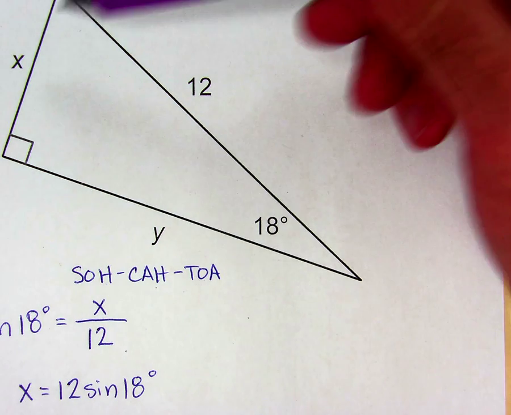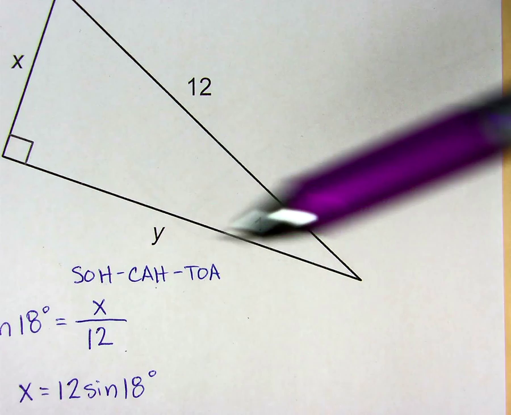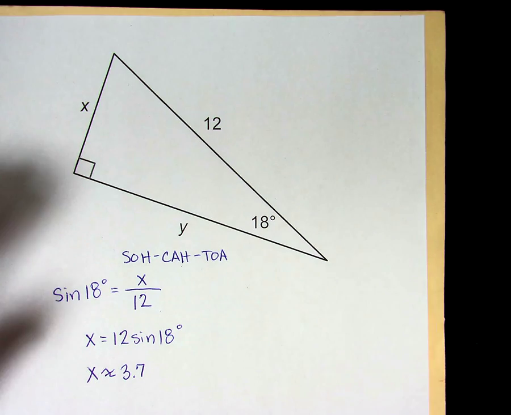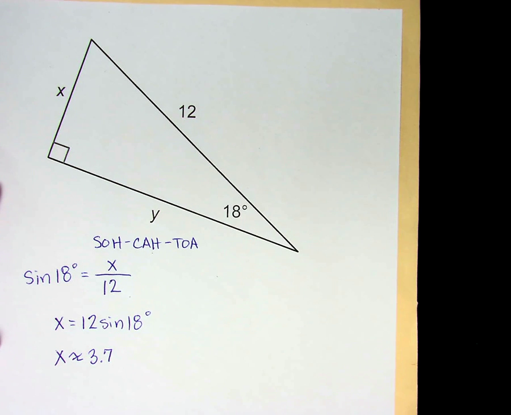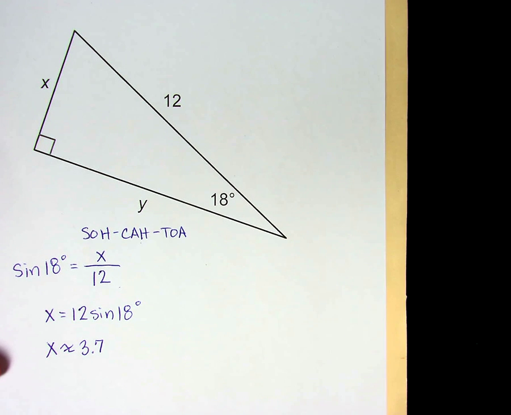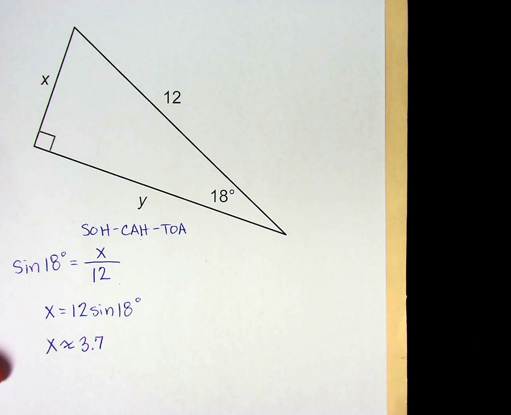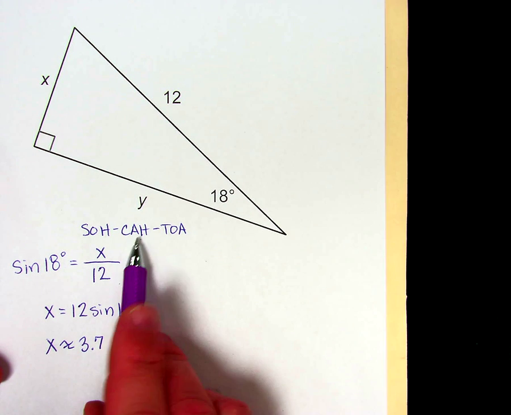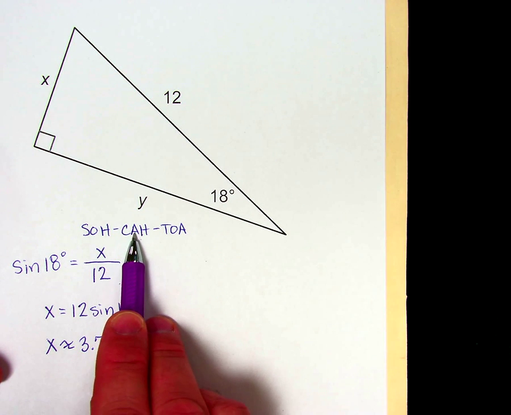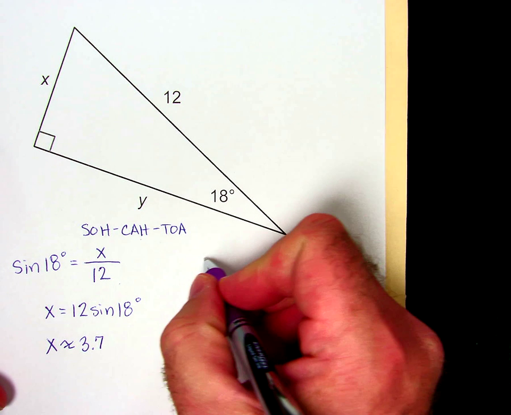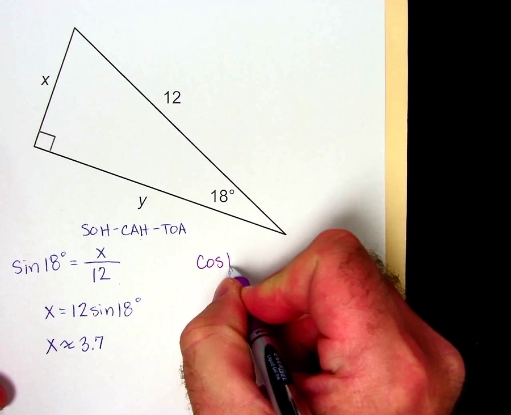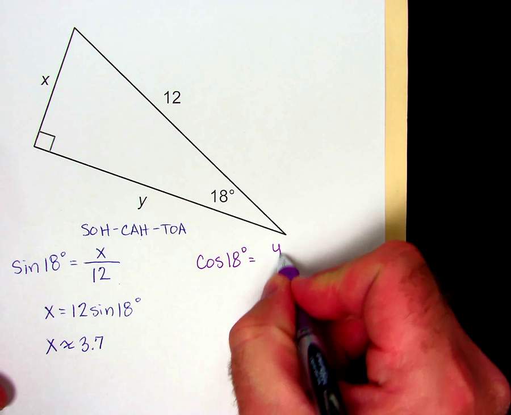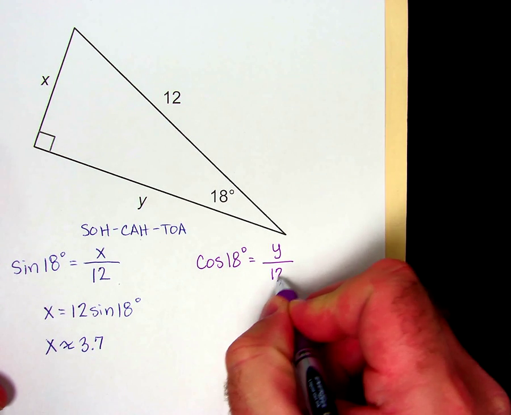Now, even though we've found an approximation for x, I only want to use the exact values I'm given to write my equation. I don't ever want to use a rounded value to do another calculation if I can help it. And I can help it here. So, adjacent leg and hypotenuse, that's the cosine. Cosine is adjacent leg divided by hypotenuse. So our equation would be cosine of 18 degrees equals, the adjacent leg is y, the hypotenuse is 12.